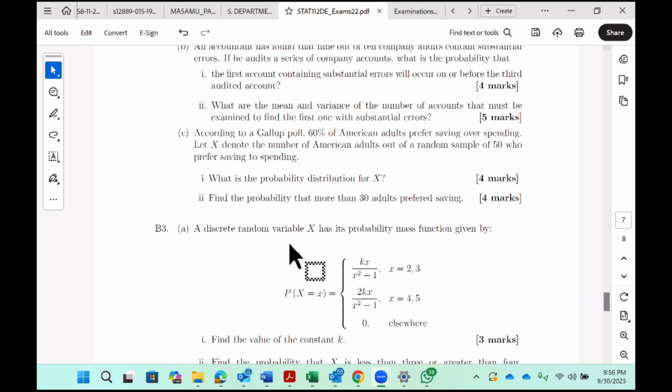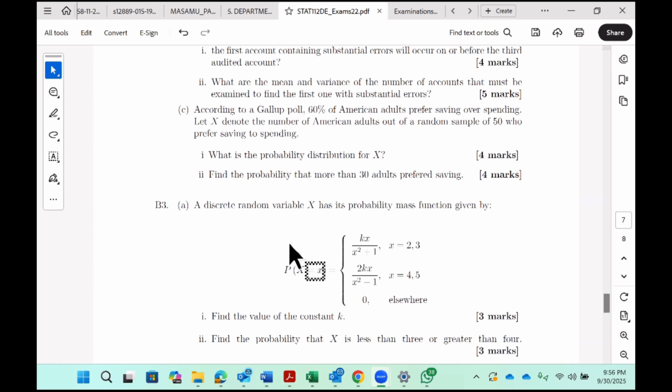According to a Gallup poll, 60% of American adults prefer savings over spending. Let X denote the number of American adults out of a random sample of 50 who prefer savings to spending. What is the probability distribution of X? Find the probability that more than 30 adults prefer savings.